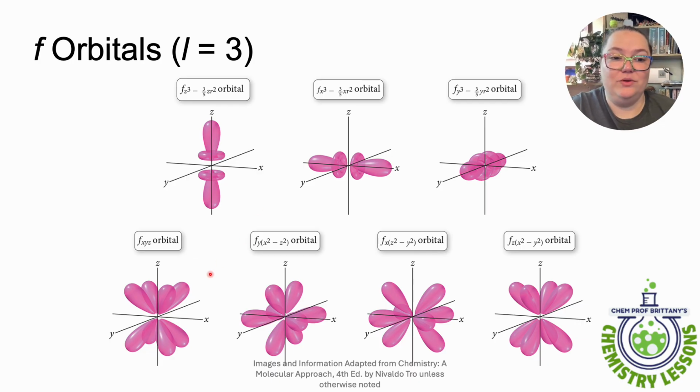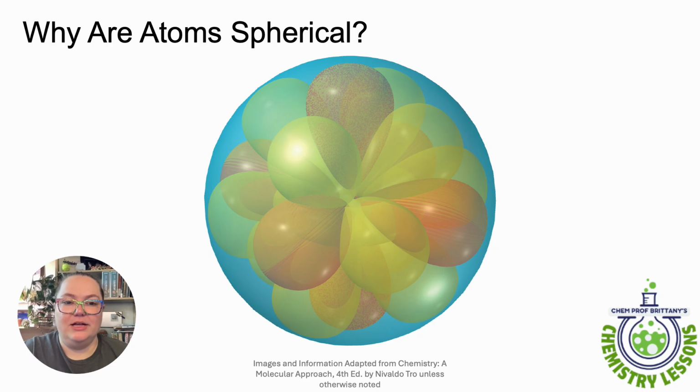So like I said, it looks totally insane. Here's our 8 lobes. 8 lobes rotated, 8 rotated. And then these are the ones with the little donuts on them. So all of this makes up the f orbitals within a principal energy level. And so when we have all of the beautiful, ridiculous-looking orbitals overlapping, this is what makes an atom spherical. It's that overlap of shapes.